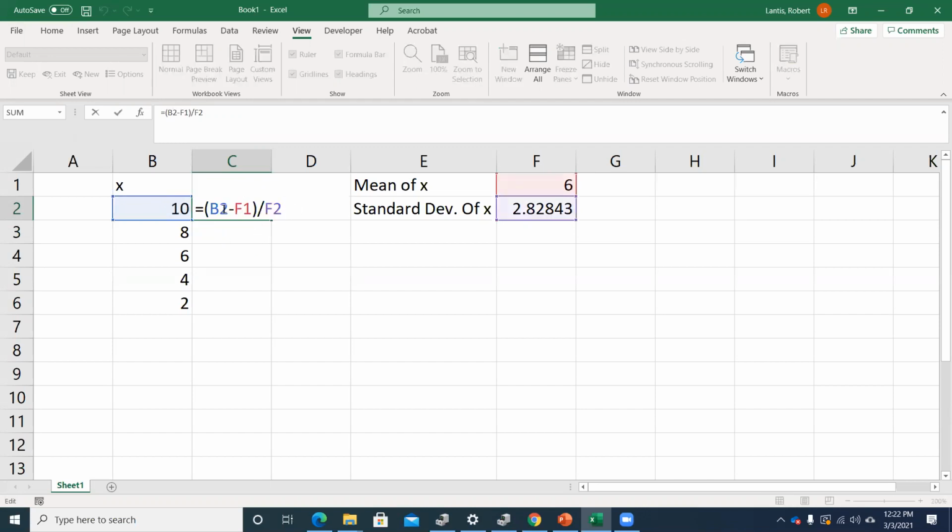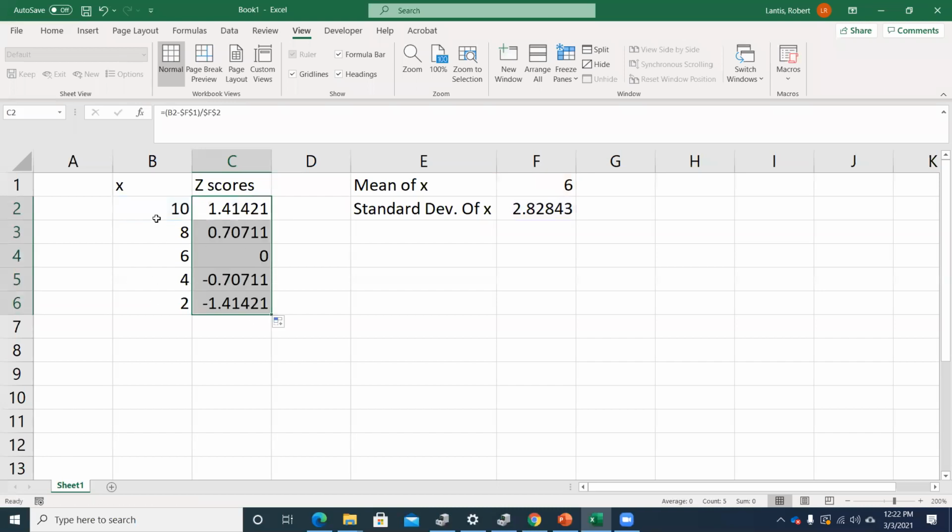Now, I could do this for my entire data set. Notice I'll always want to subtract the mean, so I'm going to put dollar signs around that. Remember the shortcut for that, Command-T on a Mac or F4 on a non-Mac. I then highlight my standard deviation. I always want to divide by that, so I'm going to freeze that cell reference. Now, when I copy this down, it'll convert all of my x values into these z-scores. Notice 10 was 4 above the mean, which translated to 1.4 standard deviations. 2 is 4 below the mean, so that should be the same number of standard deviations, but negative, because it's below the mean.